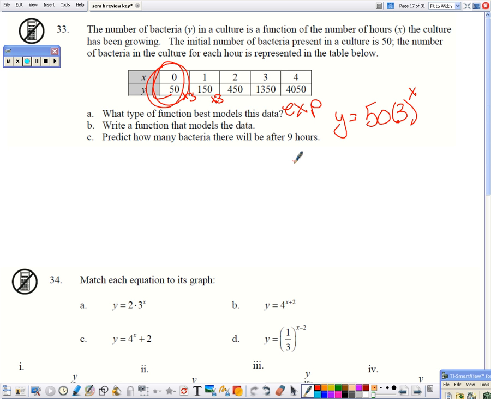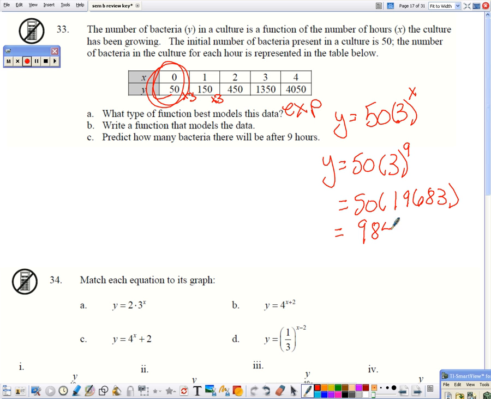So after 9 hours, we will plug in 9. So this gives us 50 times 19,683. Multiply that by 50. These first two are non-calculator problems. C is much easier to do with a calculator. So I used a calculator to calculate this.